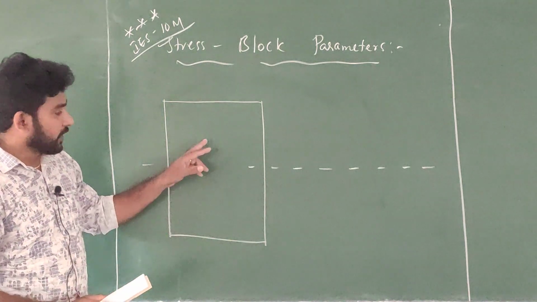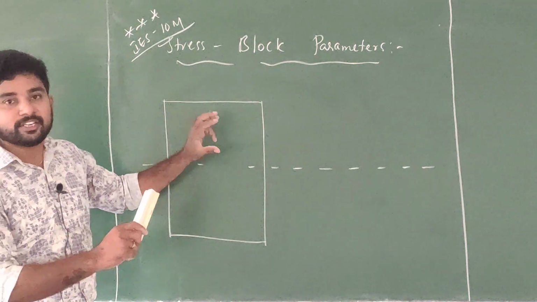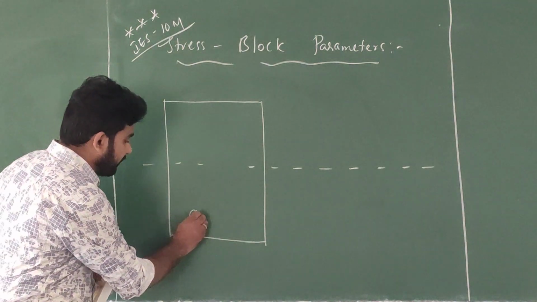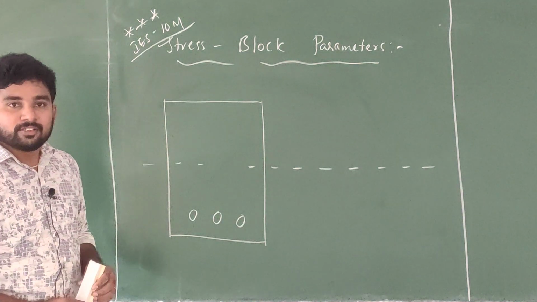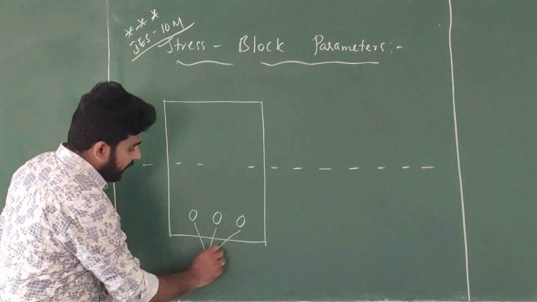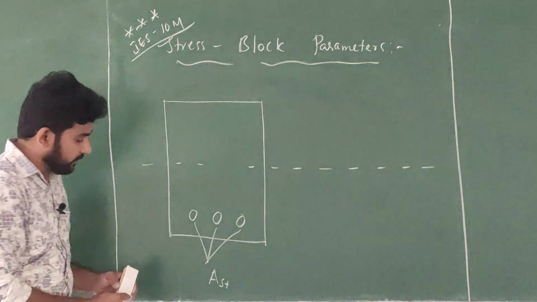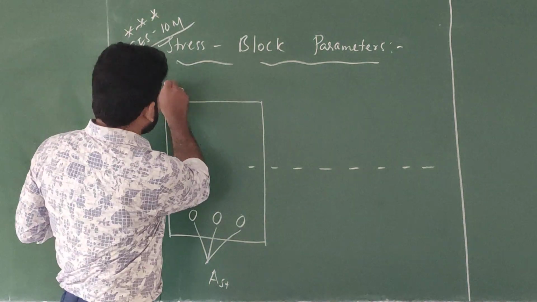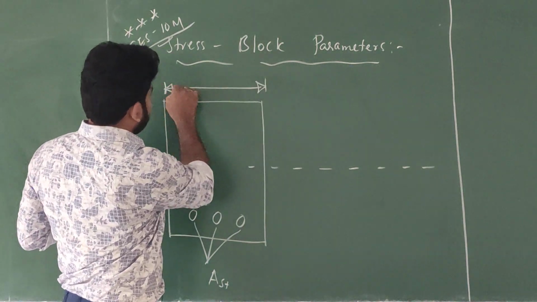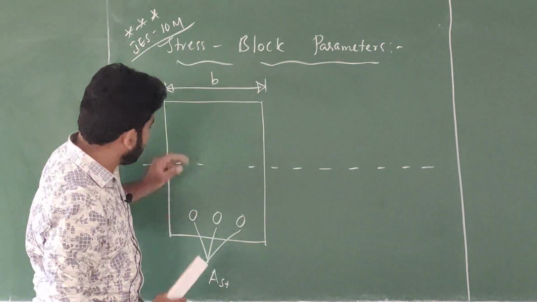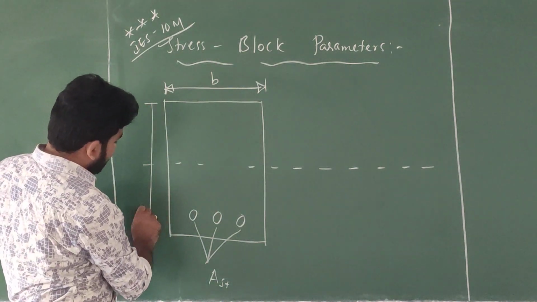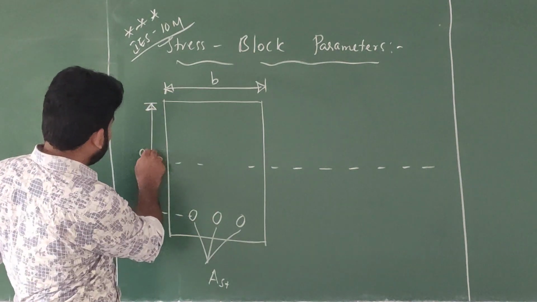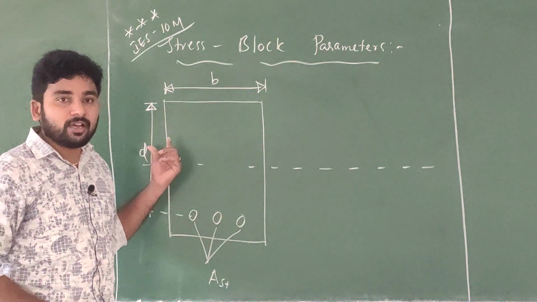We know that for compression, concrete will take care, and in the tension zone, steel will take care of the tension. So this is called the area of tension reinforcement, which is nothing but the area of steel. Next, this is the width of the beam, and this, from the center of the tension reinforcement to the outermost compression fiber, is called the effective depth of the beam.